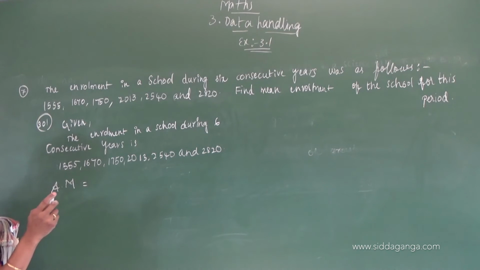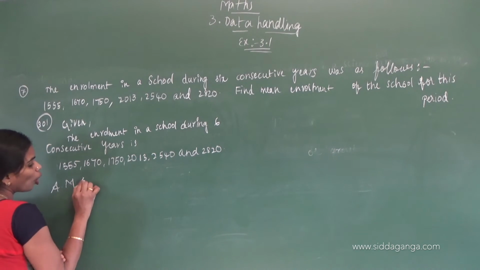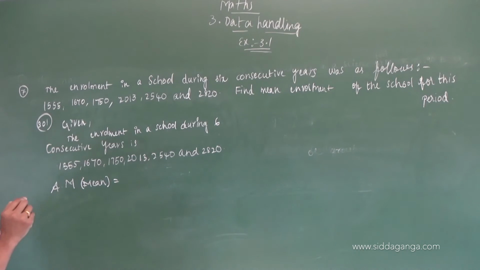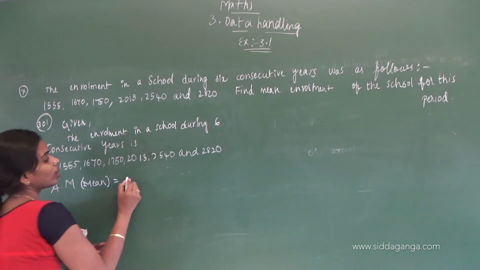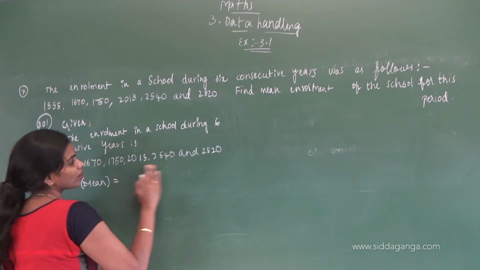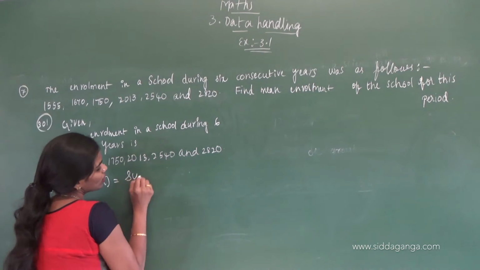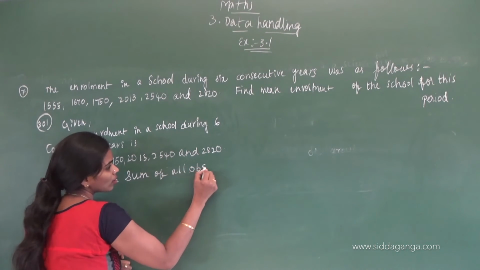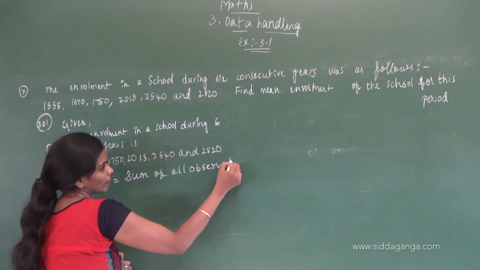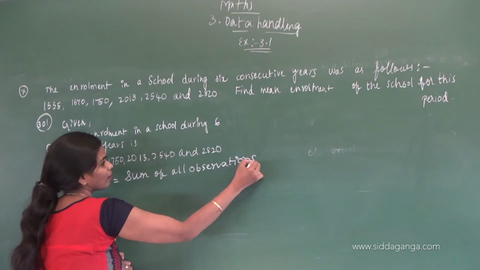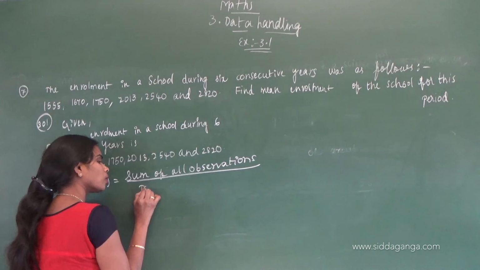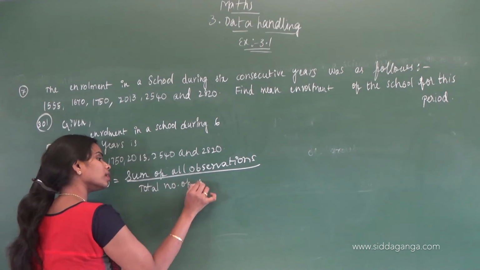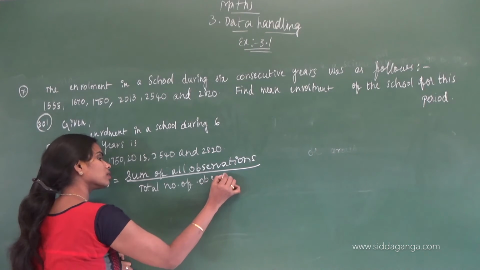AM, arithmetic mean, can be written as AM or mean or arithmetic mean or average of the given information. What do we write? Sum of all observations divided by total number of observations.